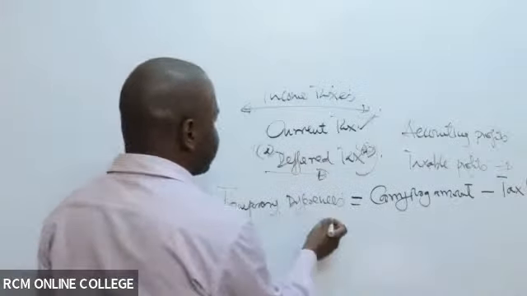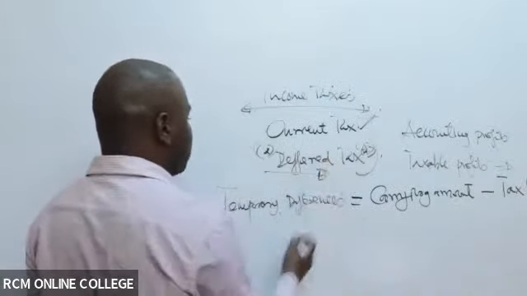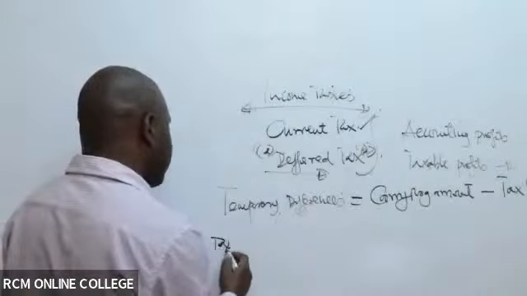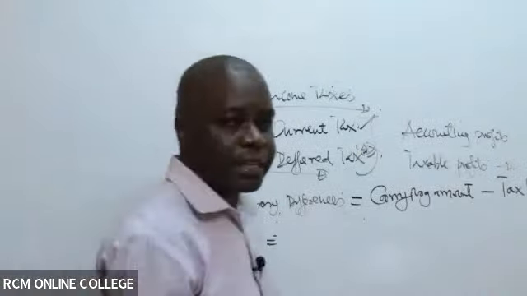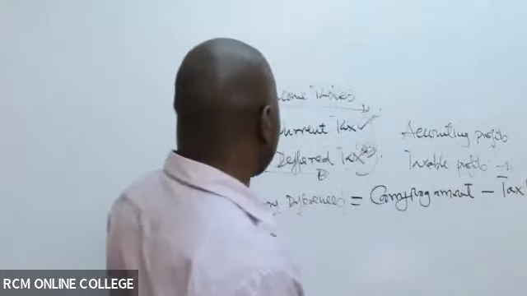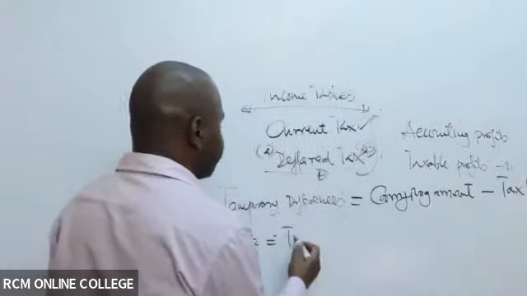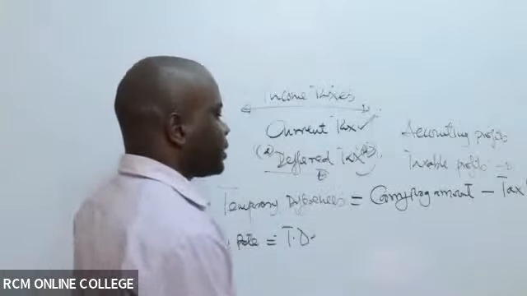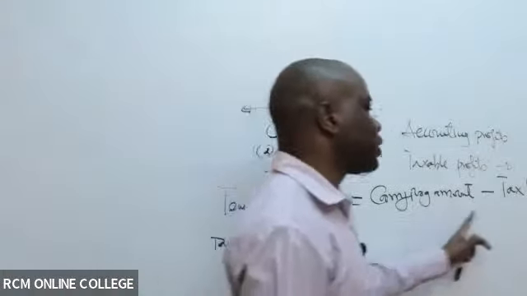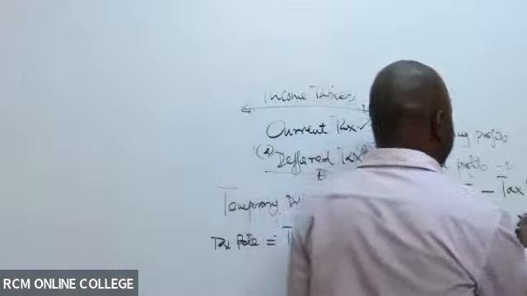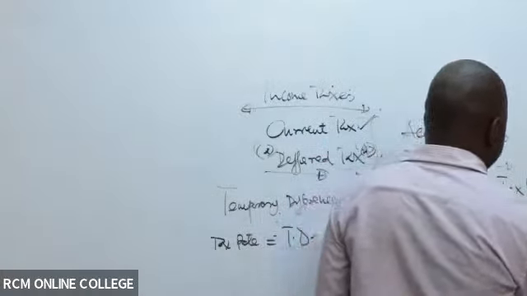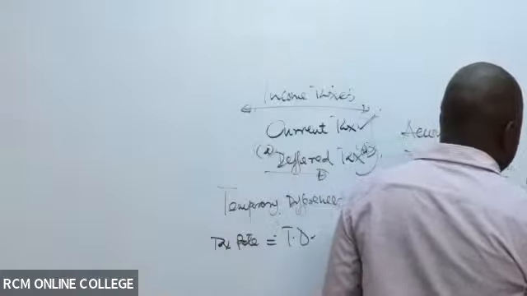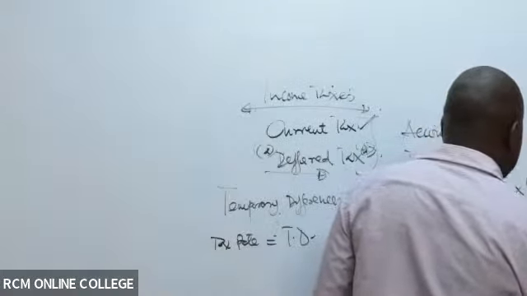When you get the difference between the two, you get what we call the temporary differences. So the deferred tax will be the tax rate you've been given, maybe 30% or 20%, multiplied by the temporary differences. And the difference between the two can lead to a tax liability, or it can lead to what? A tax asset.